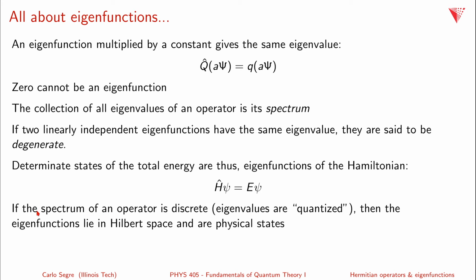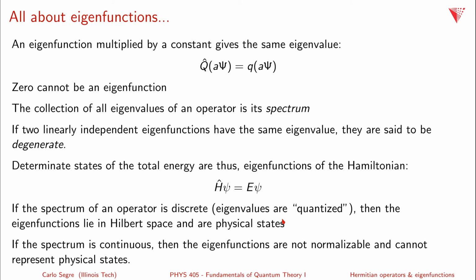Finally, if the spectrum of an operator, remember that's all the eigenfunctions and all the eigenvalues of the operator, is discrete, that is, the eigenvalues are quantized, then the eigenfunctions lie in Hilbert space and are physical states. Discrete does not mean that it's not infinite. It just means that it's quantized with the value n. And therefore, these eigenfunctions lie in a Hilbert space and are physical states.